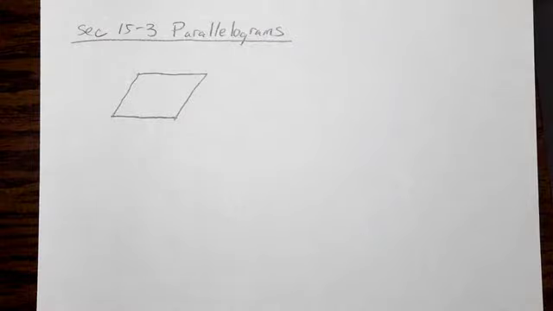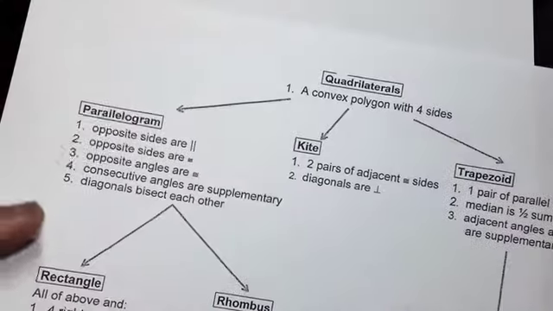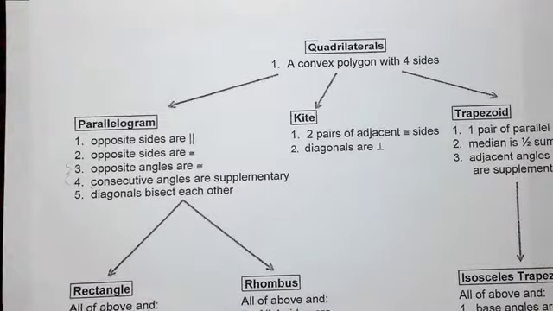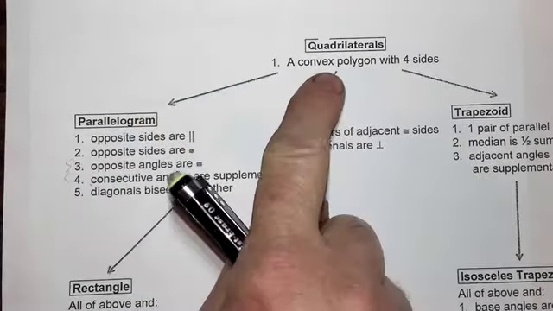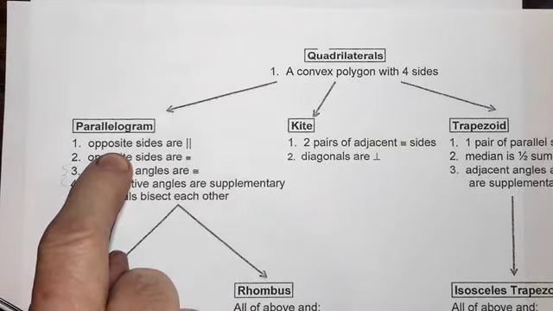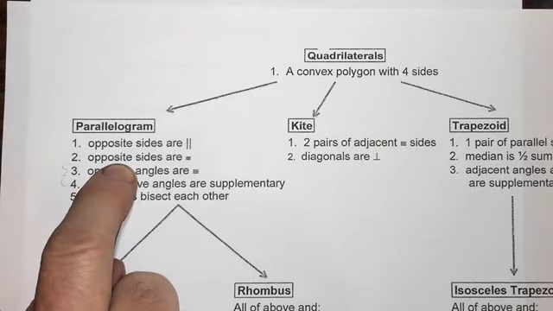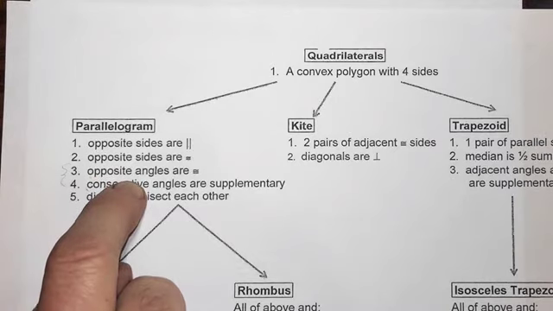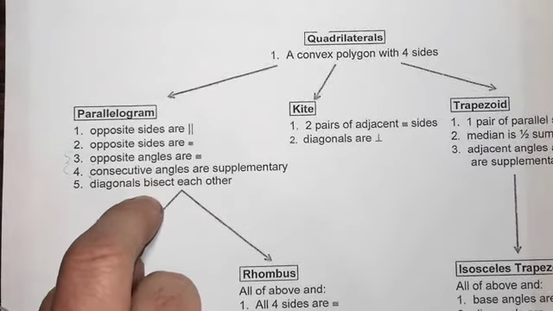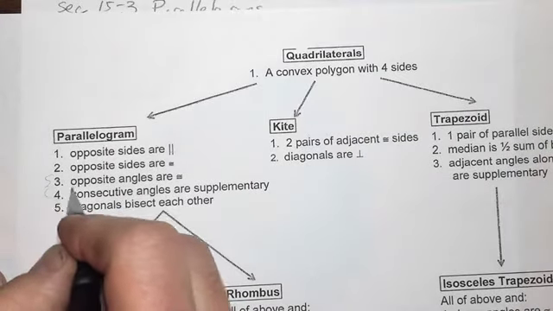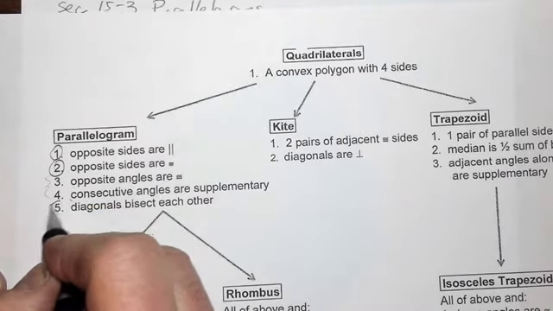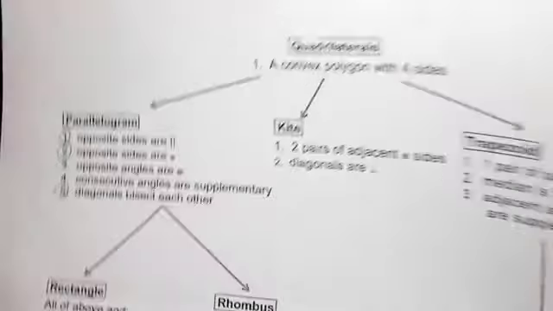Okay, so today we're going to look at parallelograms, the second day on it. Yesterday we looked at the information about angles in a parallelogram. Again, just as a review, a quadrilateral has four sides. In a parallelogram, the opposite sides are parallel, opposite sides are congruent, opposite angles are congruent, consecutive angles are supplementary, and the diagonals bisect each other. Previously we looked at the angle properties, so today we're going to look at 1, 2, and 5, information about those.